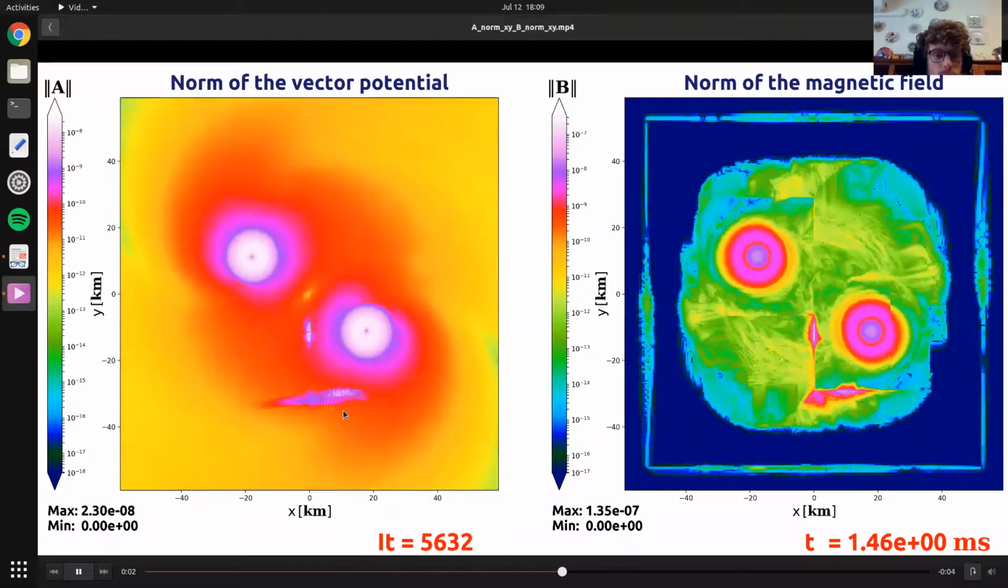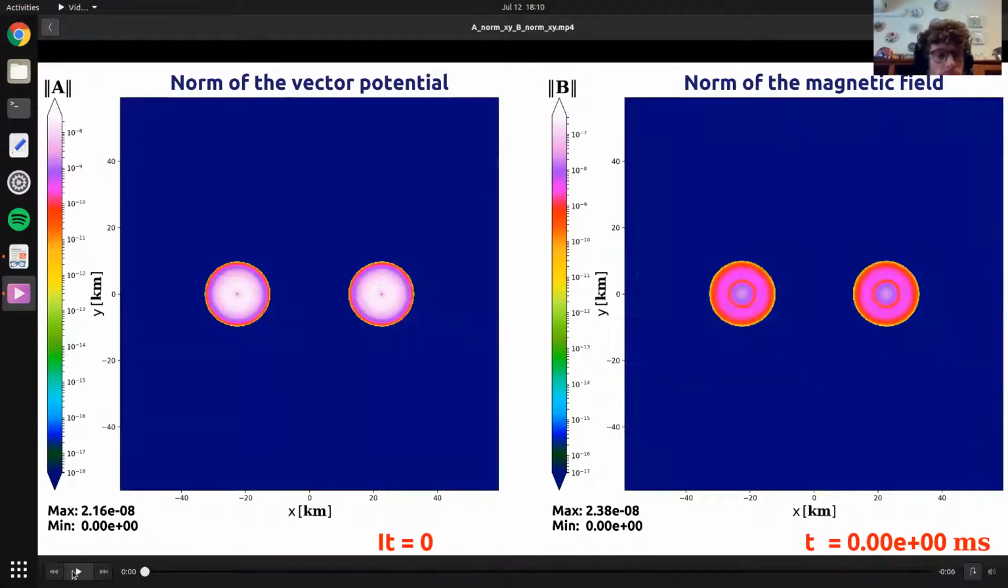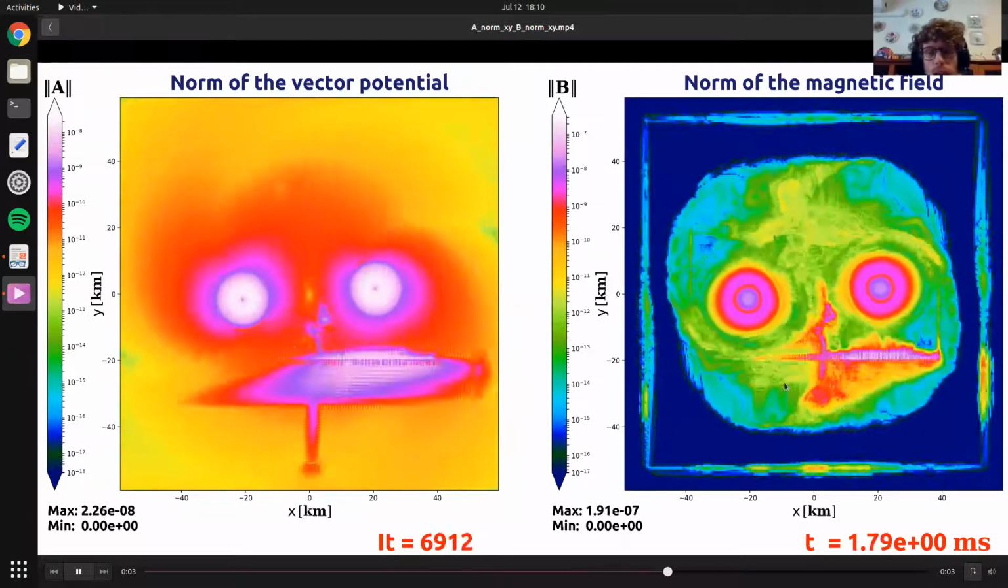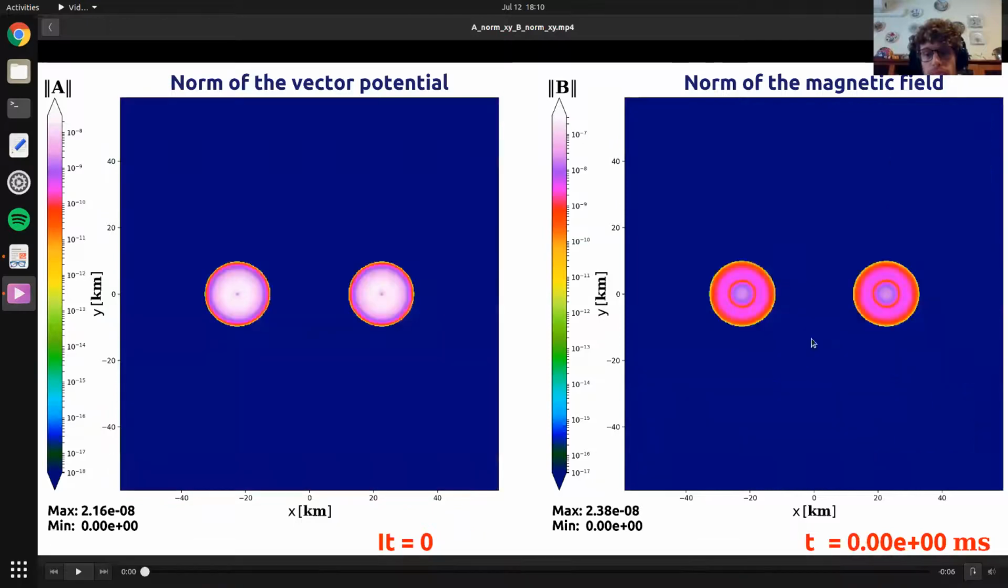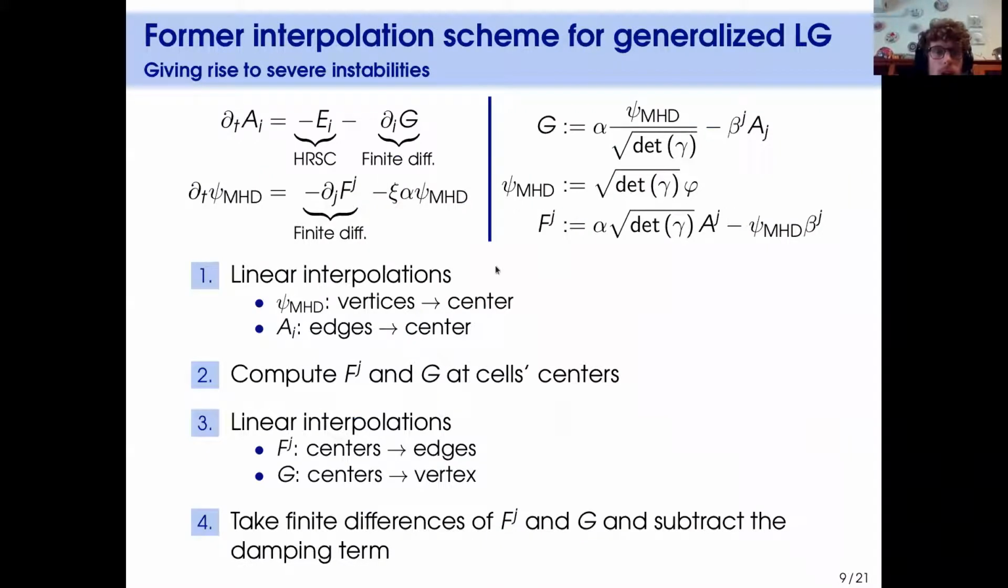So you see in the vector potential, there is a large growth in the vector potential here, and a corresponding, let's say, spurious magnetic field all around the grid. So why does this happen? To answer this question, we analyzed the evolution scheme we adopt for the generalized Lorentz gauge.